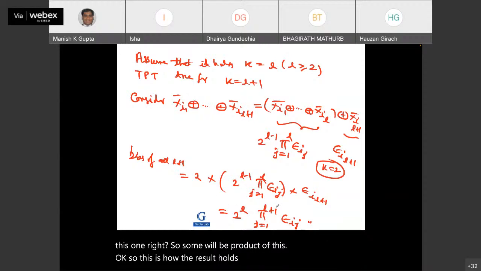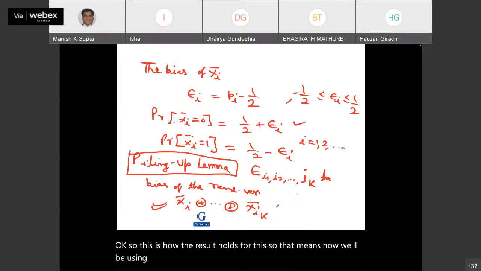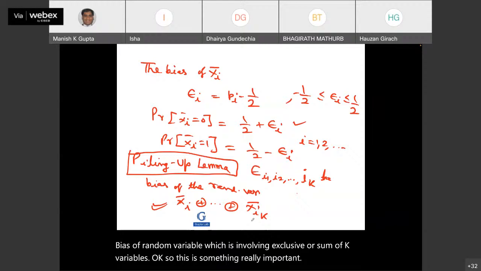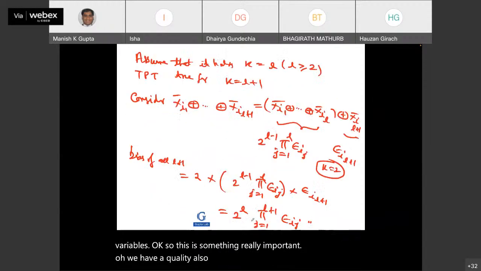So now we will be using this result to compute the bias of a random variable involving the exclusive or sum of k variables. This is something really important. We have a corollary also here, which I should just mention.